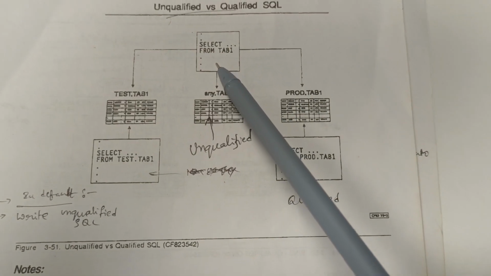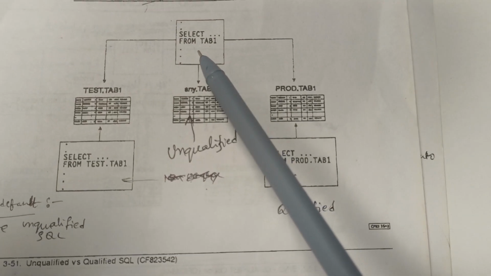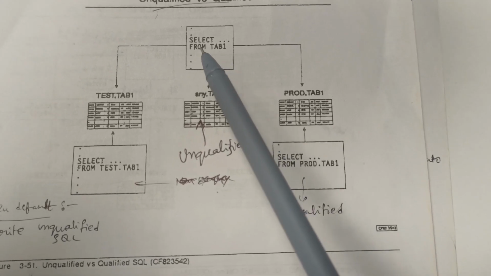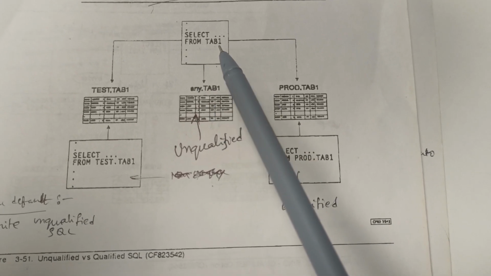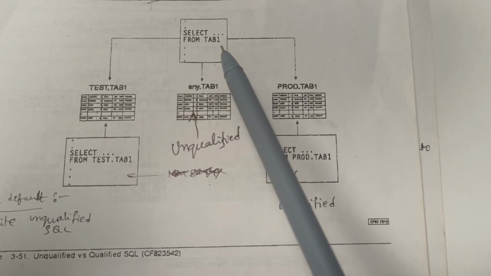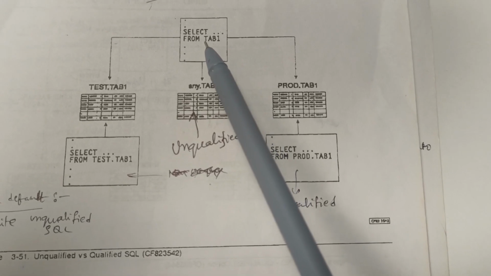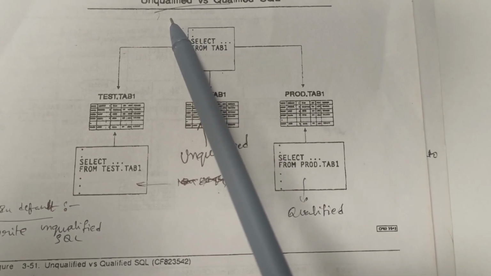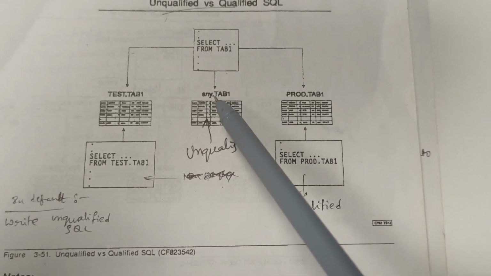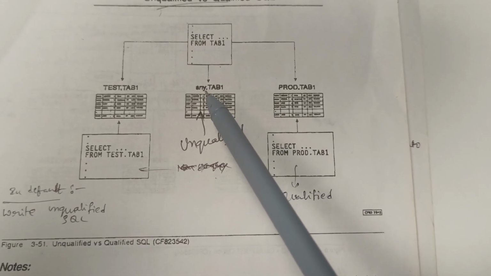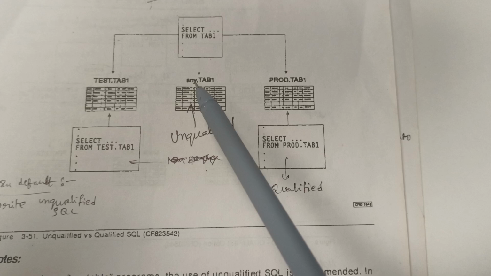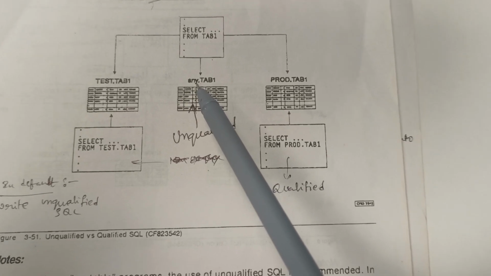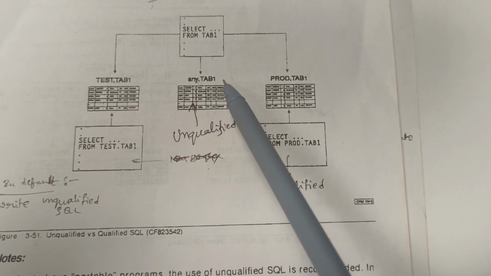Here we have hard-coded SQL queries in the program: select star from table, or select given column names from the table name. We have not given any qualifier here. You can see there are two kinds. One is unqualified SQL, which means that whoever is doing the binding, at the time of binding, that ID plus the table name is used.